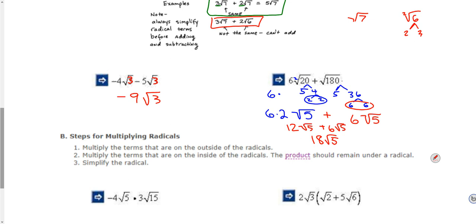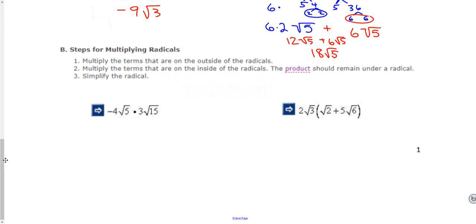What do you guys think so far? Not too bad, right? So what you guys are going to have to keep straight is the rules for multiplying are a little different.